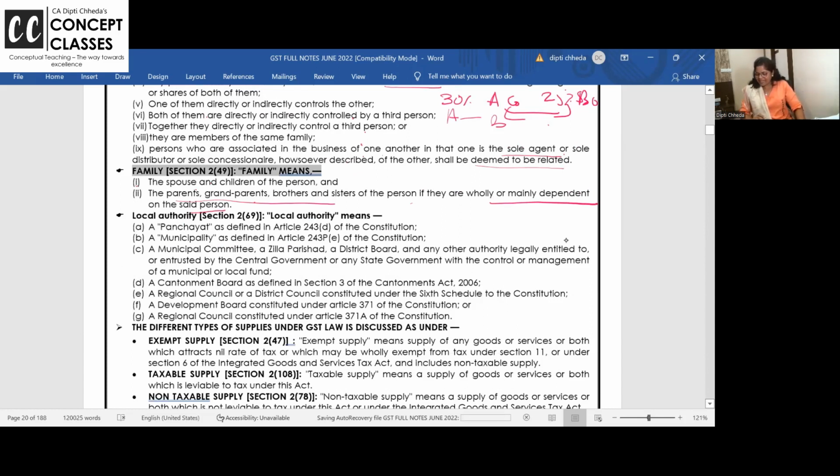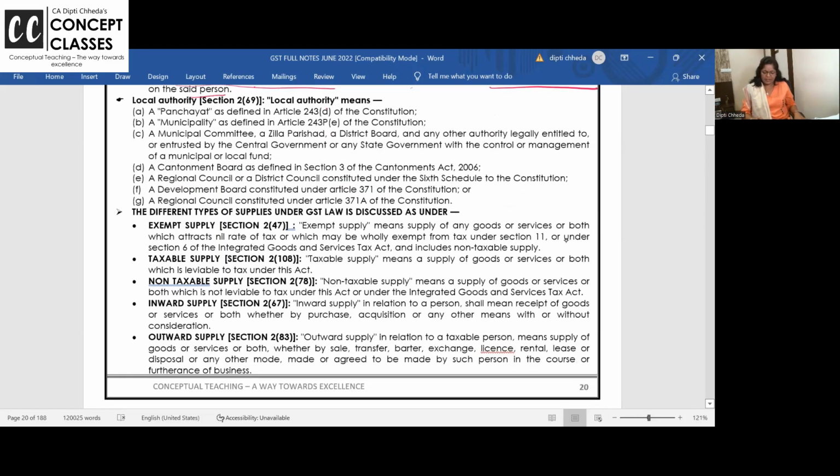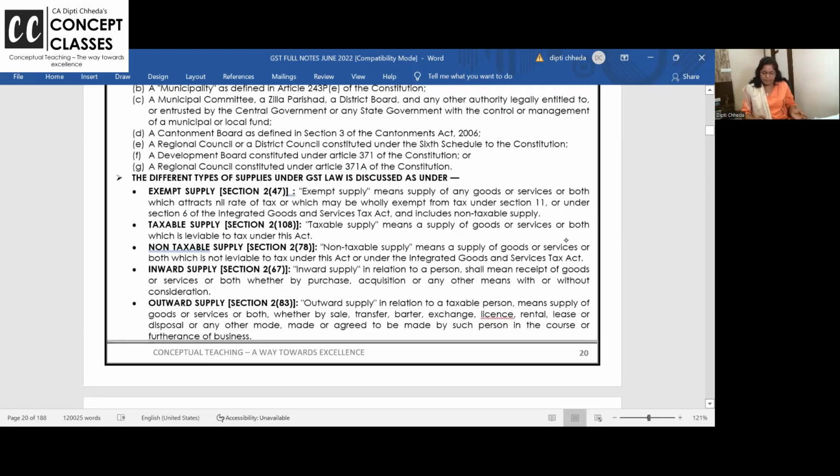Almost we have come to the end of the definitions. I know it requires patience to learn definitions like this. Okay, it's easy. Local authority means panchayat, municipality, cantonment board, zilla parishad, regional council. These are all called local authority. Nothing to explain now. Different types of supplies are there. Yes, this will again come in chapter 4, the chapter on exemption.